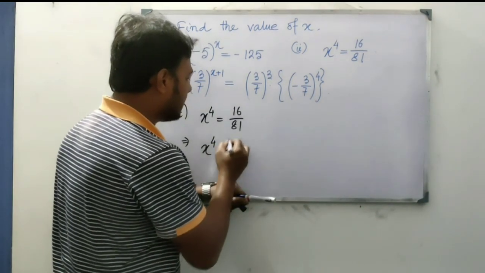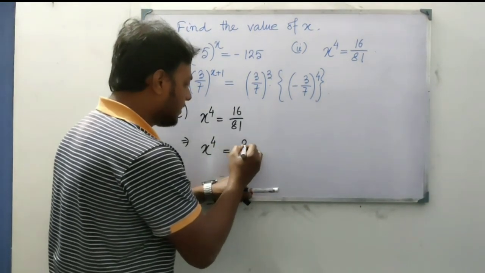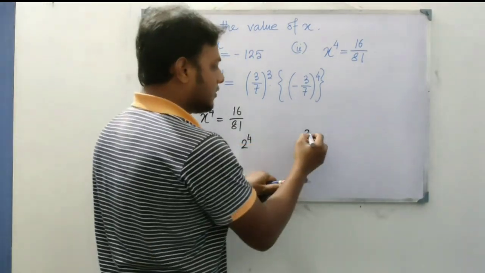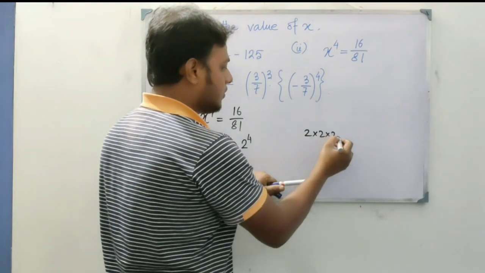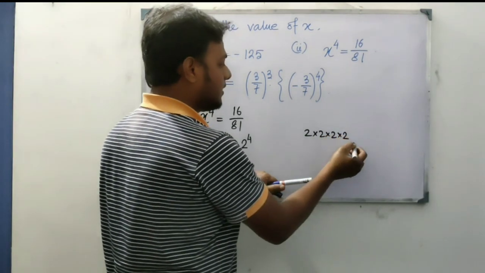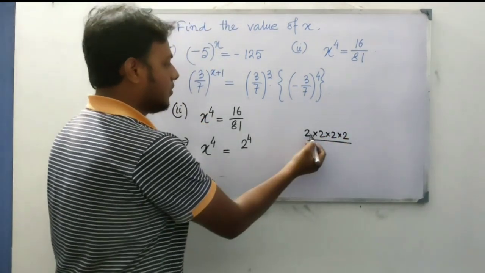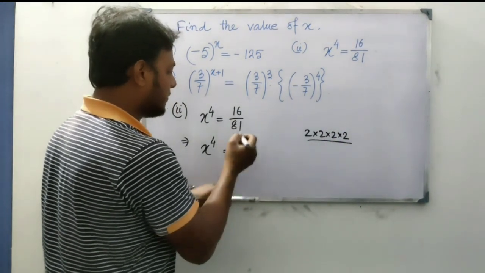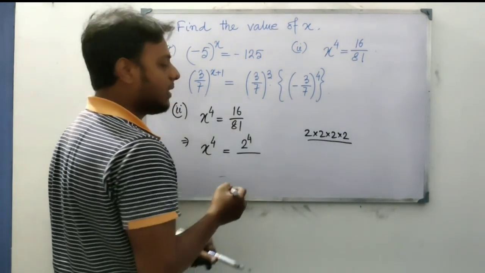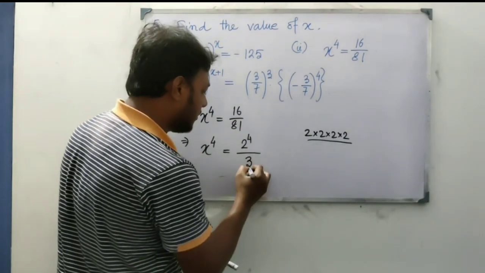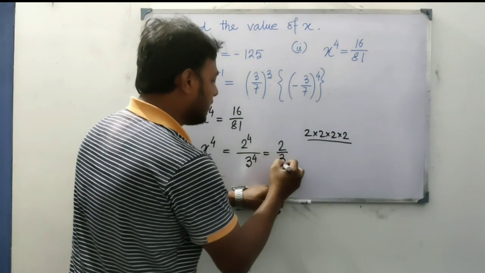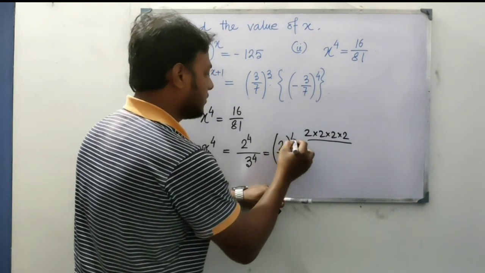So in the place of 16, we can write 2 to the power 4. Why? Since 2 into 2 into 2 into 2, if you factorize 16, you get this. 2 into 2 is 4, 4 twos are 8, 8 twos are 16. So in the place of 16 we can write 2 to the power 4, and in the place of 81 we can write 3 to the power 4. Together we can write (2 by 3) whole to the power 4.